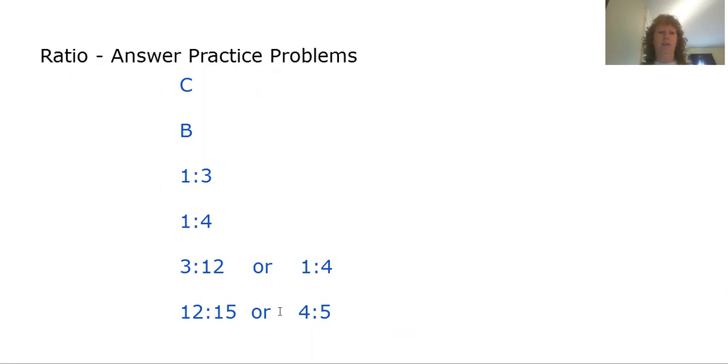So if you answered the first problem C, the second B, the third problem had two parts. The first question was 1 to 3, and the second question 1 to 4. And the last problem, the first question was 3 to 12, and you could have reduced that to 1 to 4, but you didn't have to. So either answer is right. And the last part was the ratio 12 to 15, or if you had reduced that, 4 to 5. So let's look at each one of these problems.